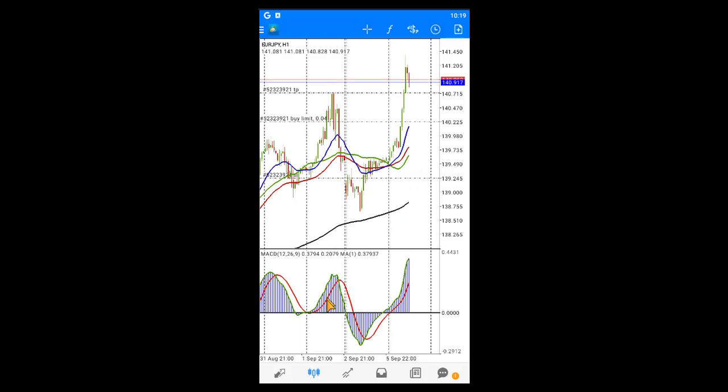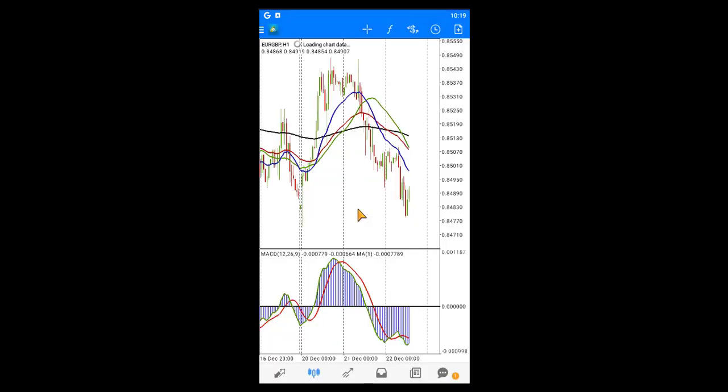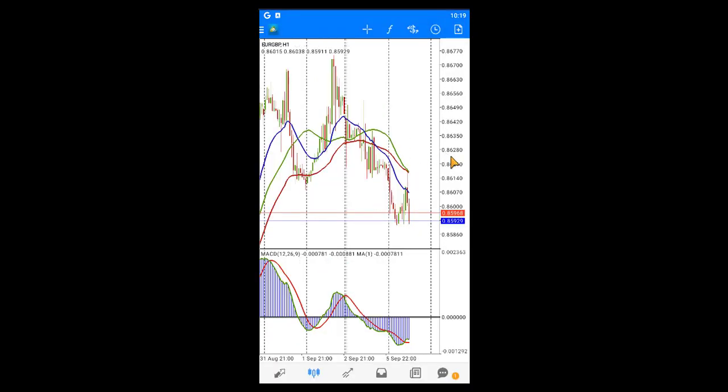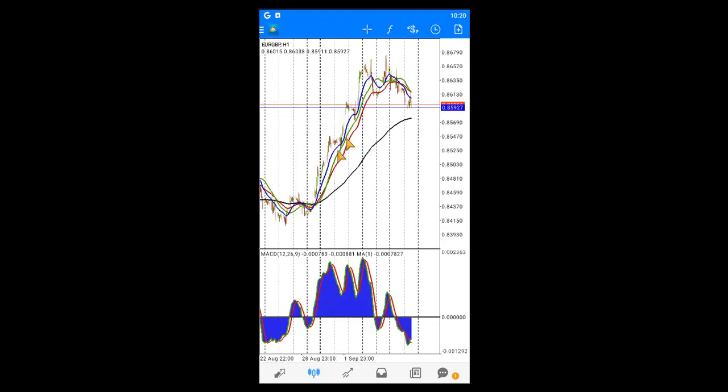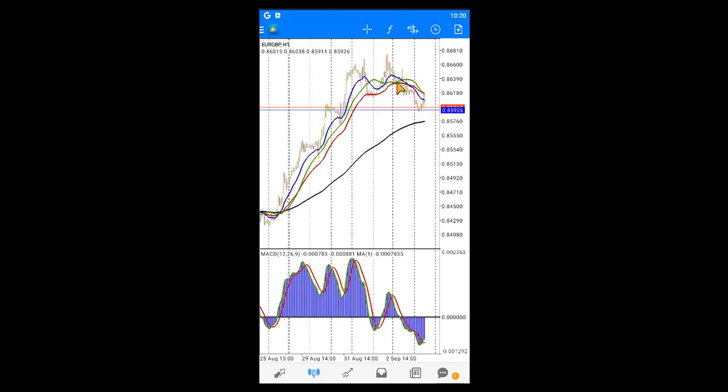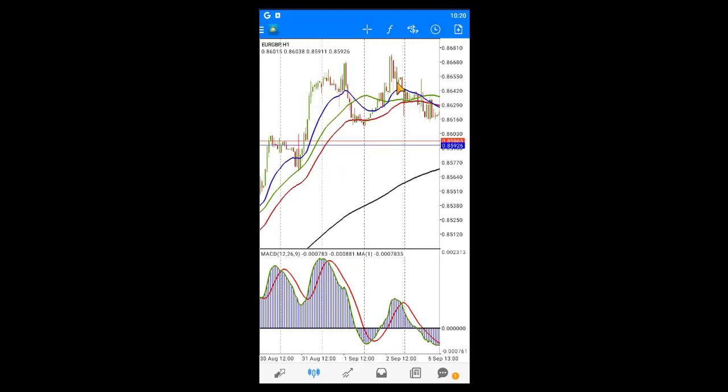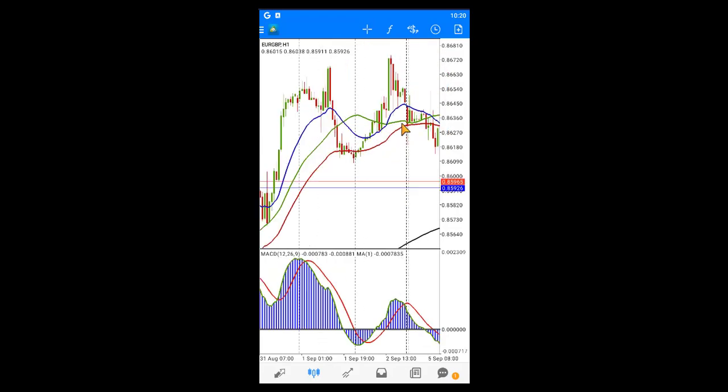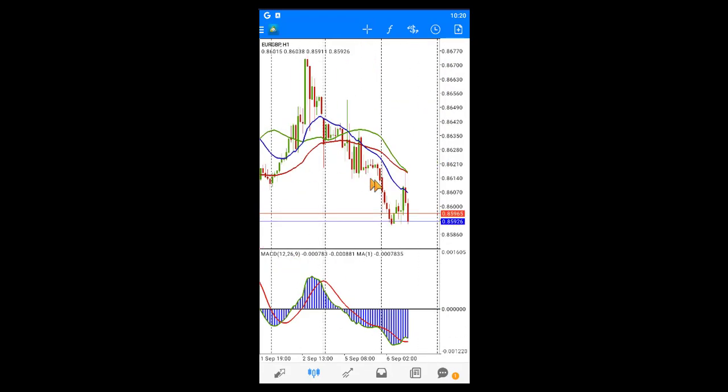Now that we have done the buy limit, what about the buy stop? For the buy stop, let's look at another instrument. Let's look at Euro GBP for our buy stop. On this Euro GBP, you can see by and large the market is on an upward trend. So let's do a buy stop here. A buy stop means I want to continue buying on this upward trend, but until certain conditions are fulfilled.